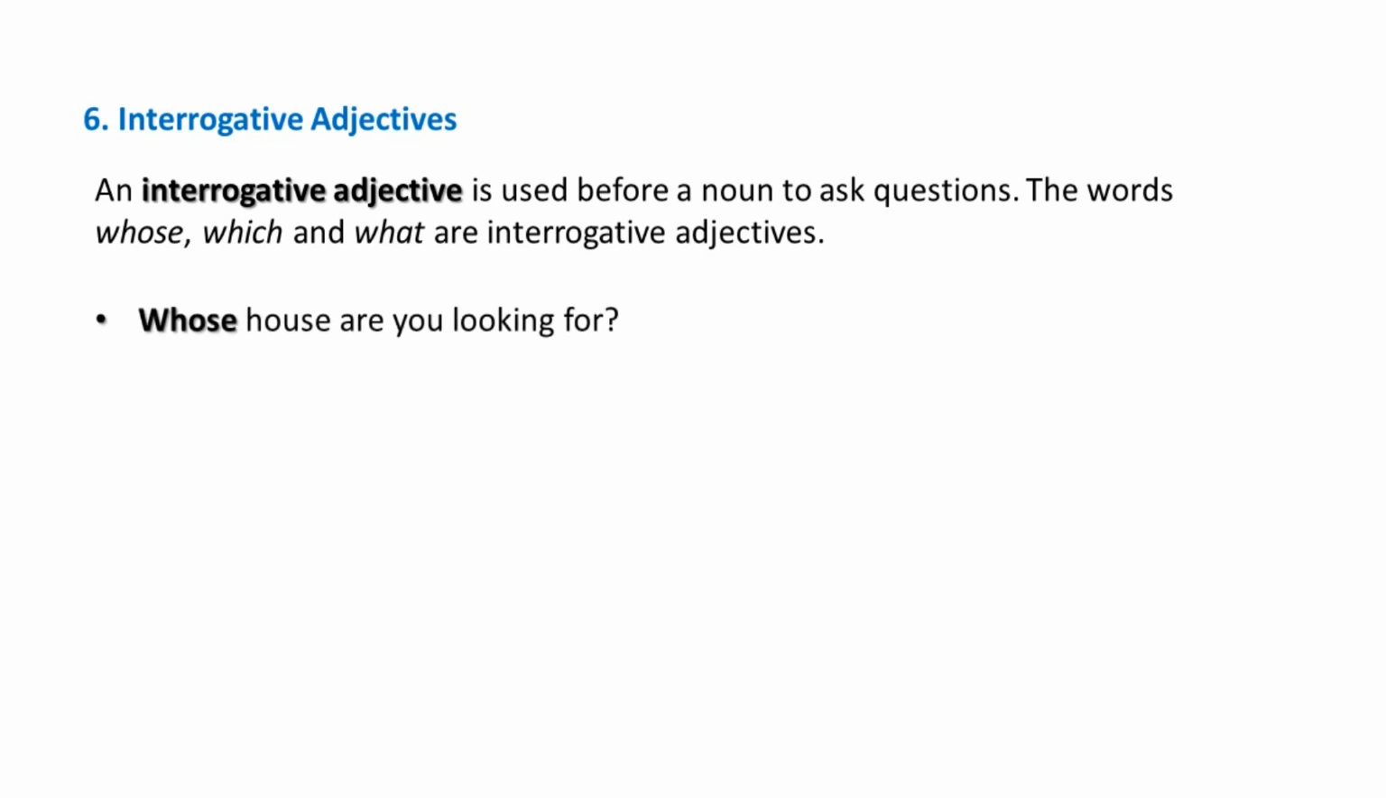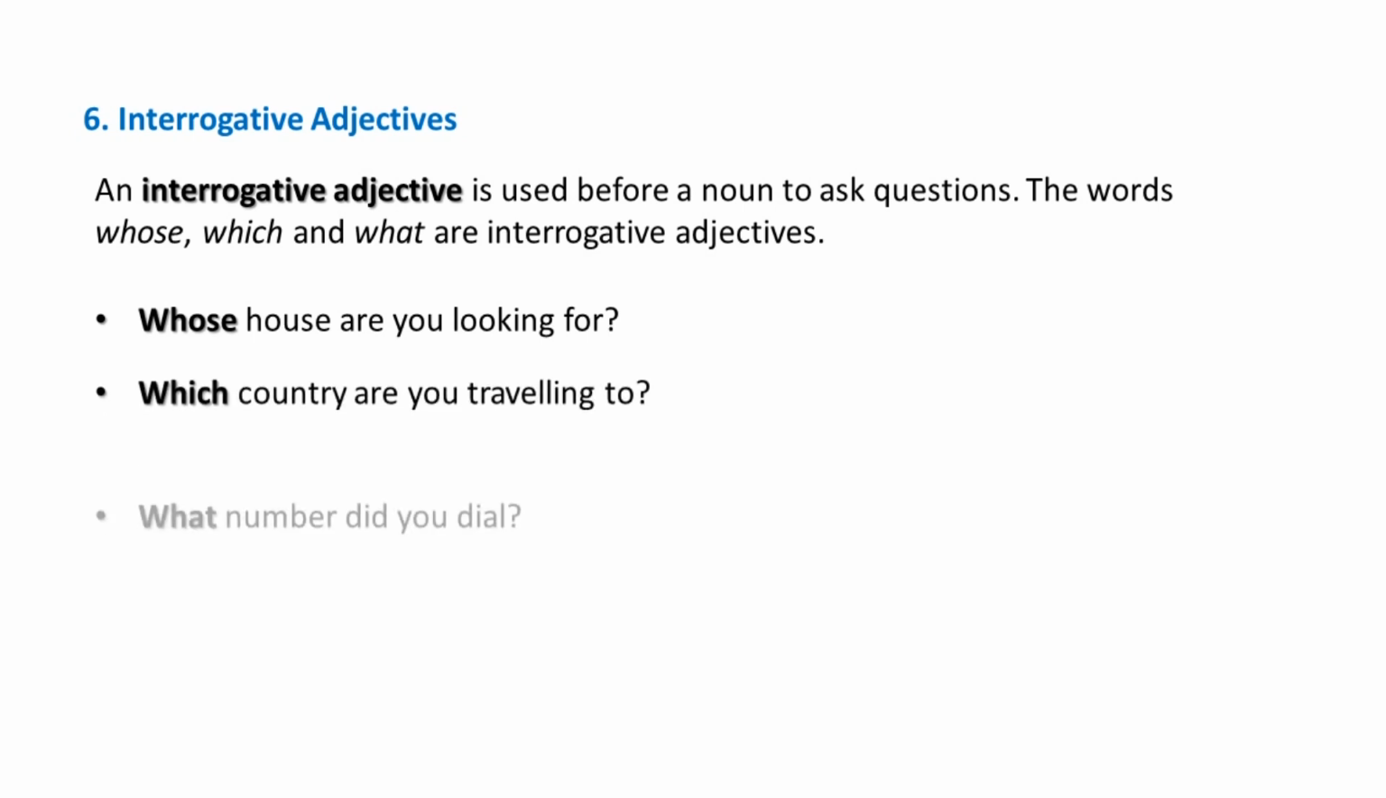Let us see the examples. Whose house are you looking for? Which country are you traveling to? What number did you dial? So, when you see that these question words, whose, which and what, are followed by a noun, understand that they are interrogative adjectives. And the last kind of adjectives are distributive adjectives.